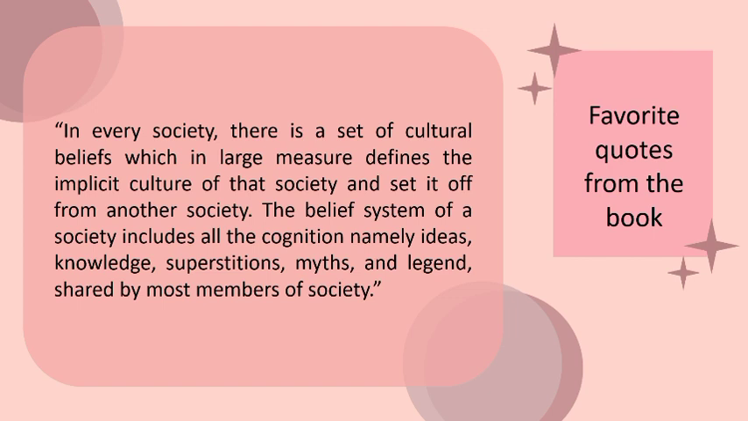It's written like, in every society, there is a set of cultural beliefs which in large measure defines the implicit culture of that society and sets it off from another society. The belief system of a society includes all the cognition, namely ideas, knowledge, superstition, myths, and legends shared by most members of the society.